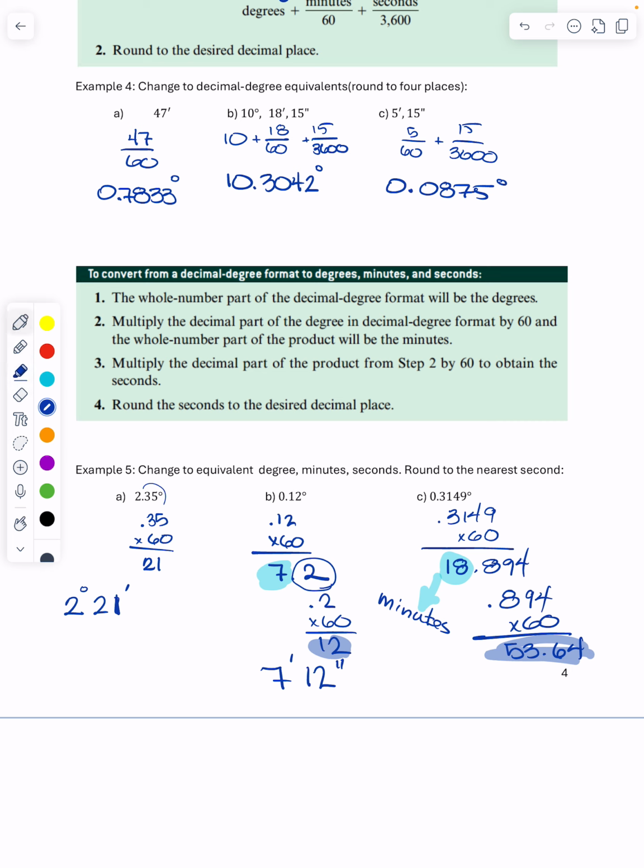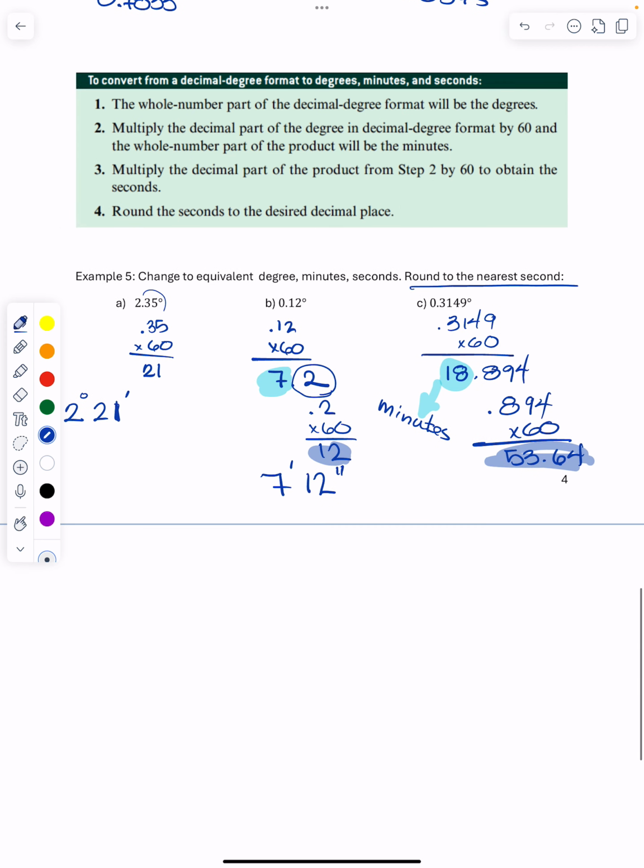We don't like decimals with seconds. Our directions here say round to the nearest second. So I've got 18 minutes here and 54 seconds. That 6 means my 3 rounds up to a 4. So again, no degrees for each of these. Do have minutes and seconds though.